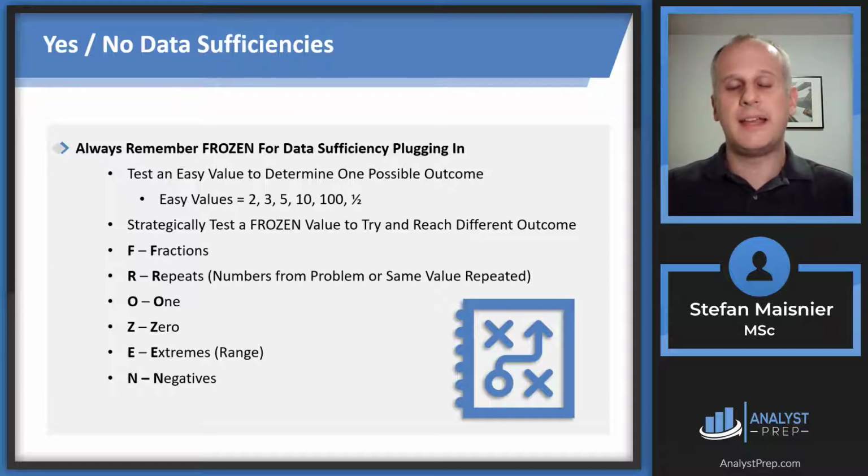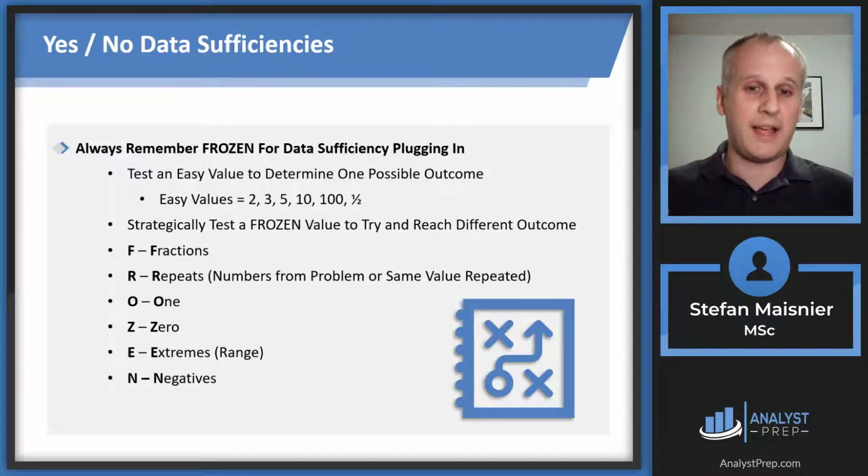well. And it's important to note that you're not really required to think about FROZEN in order. And in fact, many yes-no data sufficiencies, or data sufficiencies generally, will preclude some of the FROZEN pieces from being tested. For instance, if you're presented with a problem that says x is a positive integer, well, then I can't test the F, I can't test the Z, I can't test the N.